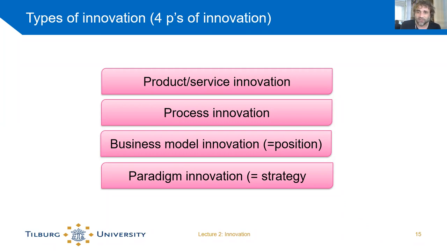So for example, a business model innovation is that you sell to a certain type of person or people. You have a certain market. Say you only have a business-to-business organization, and then suddenly you realize maybe we could also sell our product to consumers instead of businesses, and then you have a new business model.